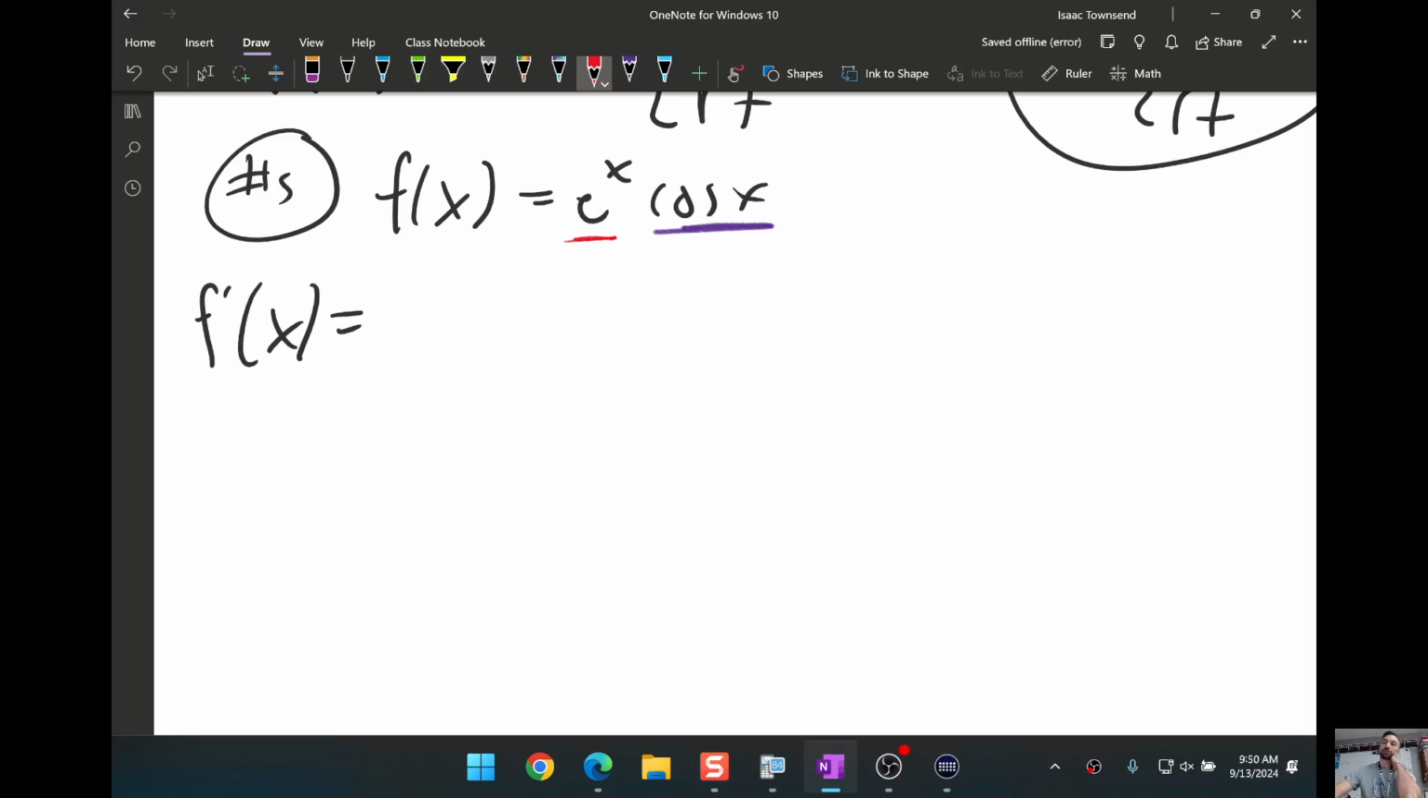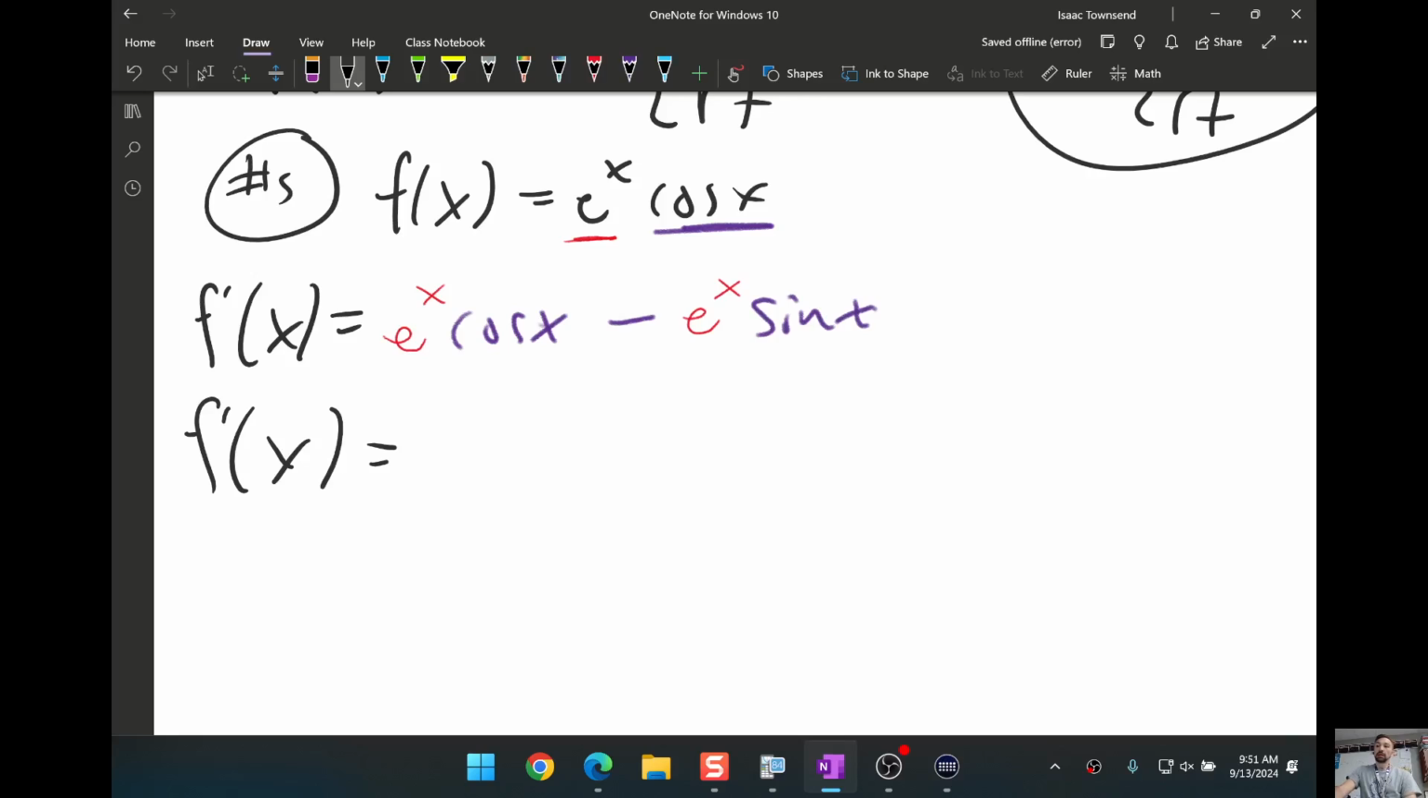Okay, so product rule says take the derivative of the first with the second left alone plus the first left alone times the derivative of the second. So to get that derivative, you have to know the product rule, you have to know the derivative of e to the x is e to the x, and you have to know the derivative of cosine is negative sine. To get to their answer, it looks like they did one step of simplifying. They saw that both of these have an e to the x, so all they did was factor out the e to the x.